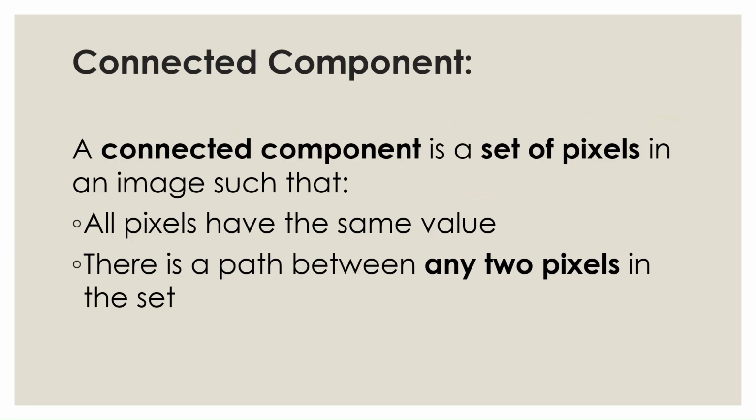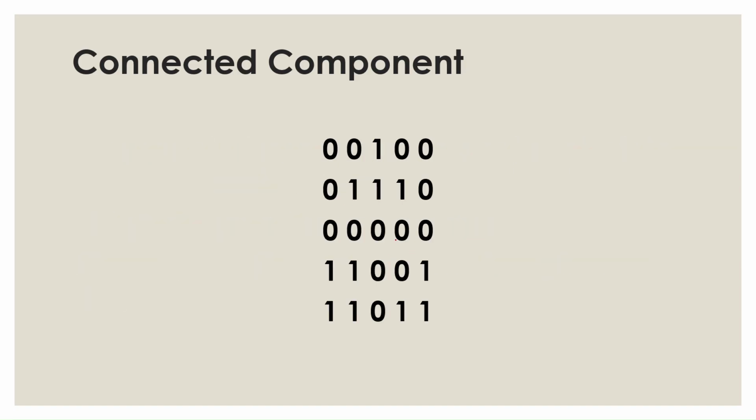Next we'll see about the connected components. A connected component is a set of pixels in the image such that all the pixels have the same value, that is, if there is a path between any two pixels in the set. So let us understand this connected component using this image. Here we have ones, so we have to take the set as 1. We have to consider only ones and check for the neighborhood.